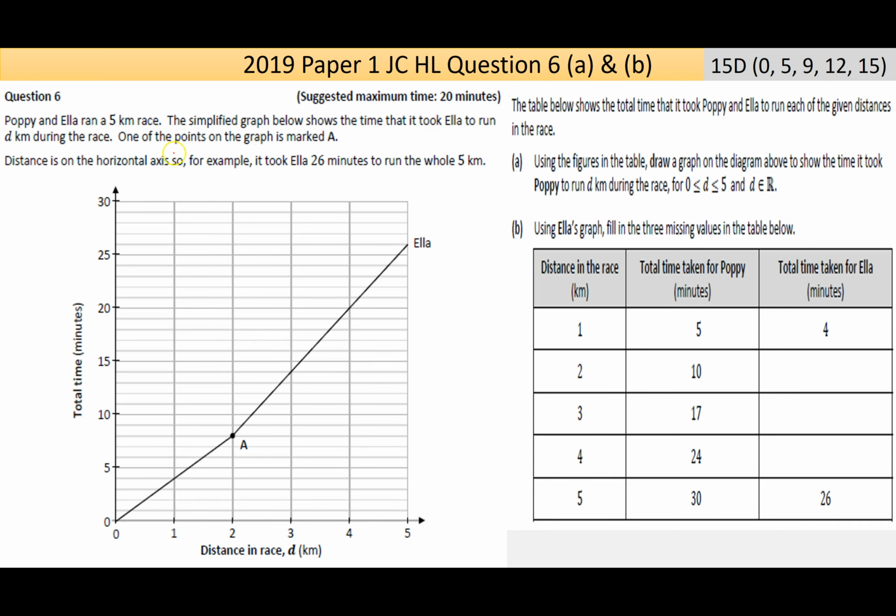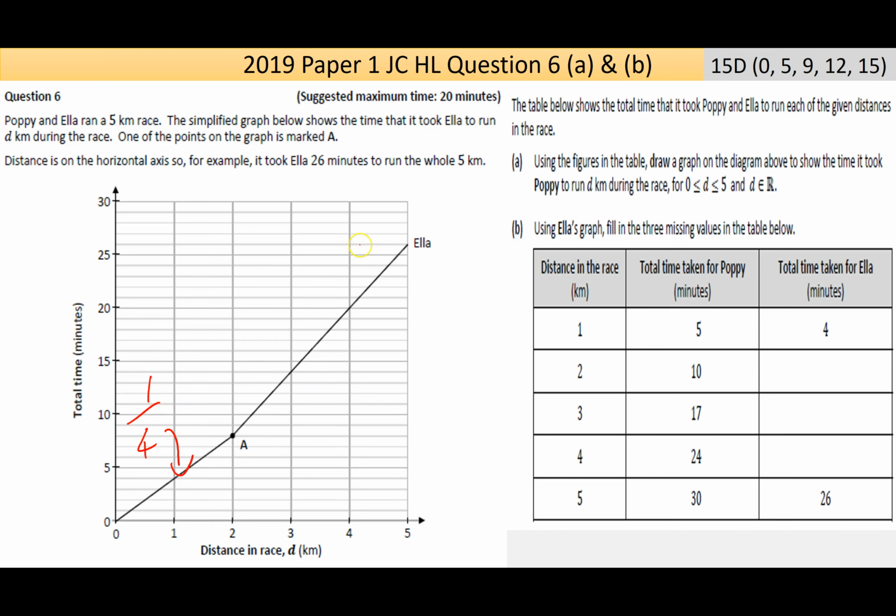Both Poppy and Ella ran a 5k race. The simplified graph below shows the time it took Ella to run d kilometers during the race. One of the points in the graph is marked A. So Ella was running this and then this. We worked out that this bit was 1 over 4.